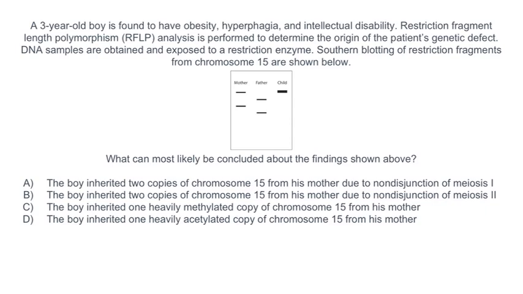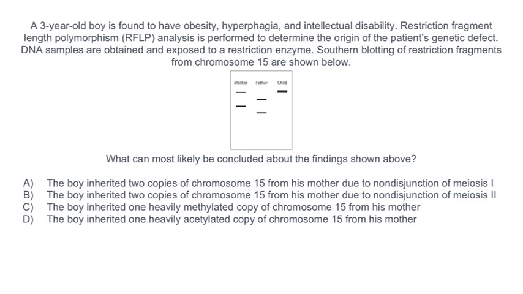Okay, let's do a question. A 3-year-old boy is found to have obesity, hyperphagia, and intellectual disability. Restriction fragment length polymorphism analysis is performed to determine the origin of the patient's genetic defect. DNA samples are obtained and exposed to a restriction enzyme. Southern blotting of restriction fragments from chromosome 15 are shown below. What can most likely be concluded about the findings shown above?